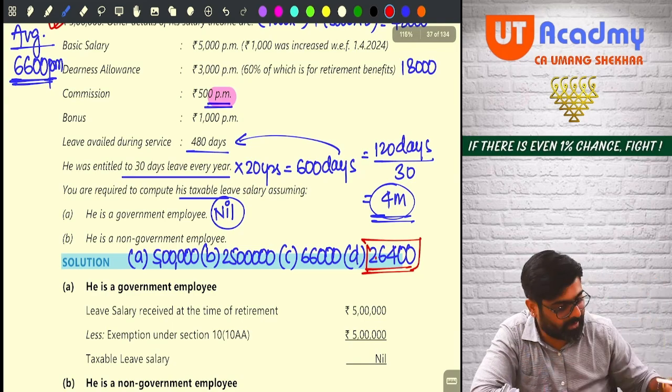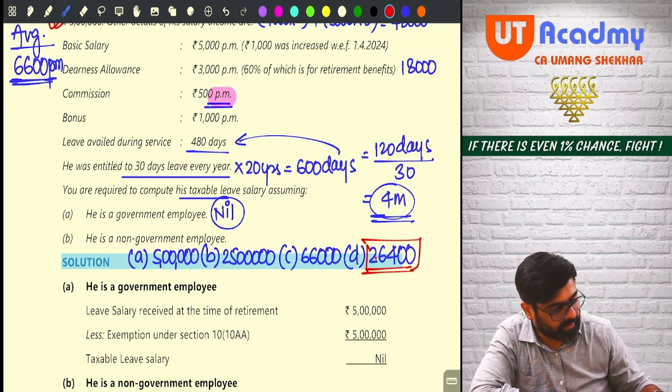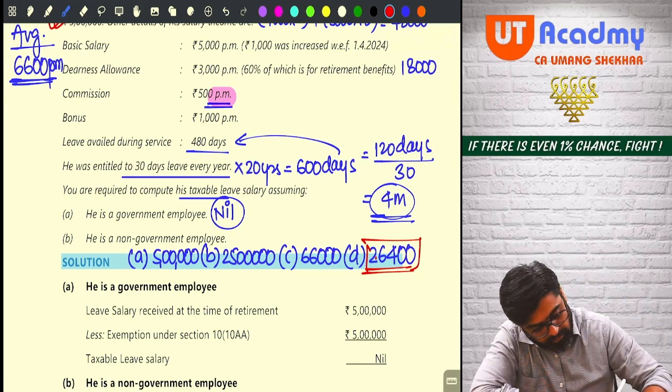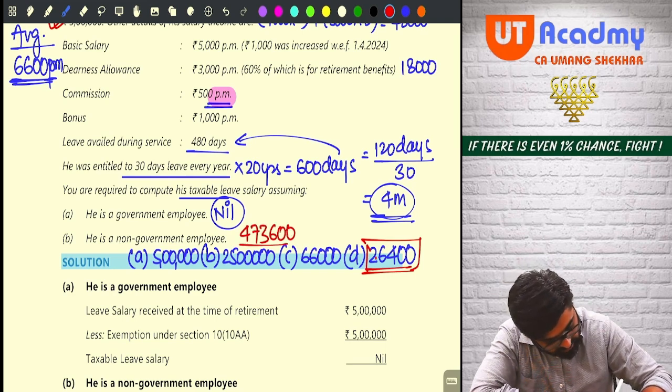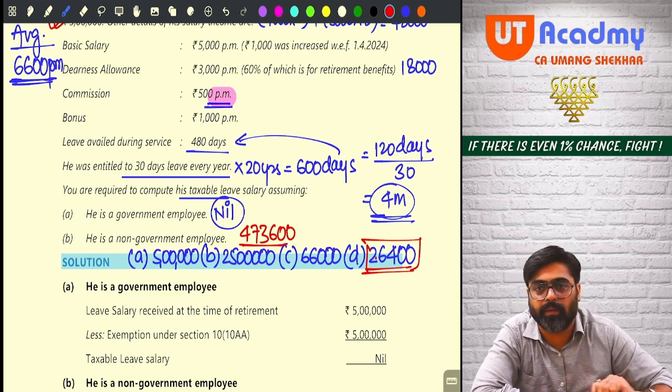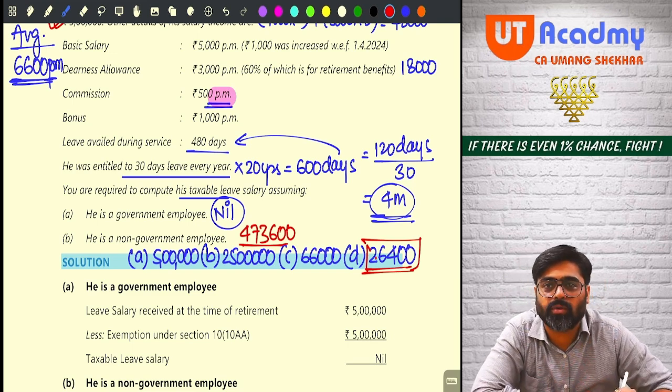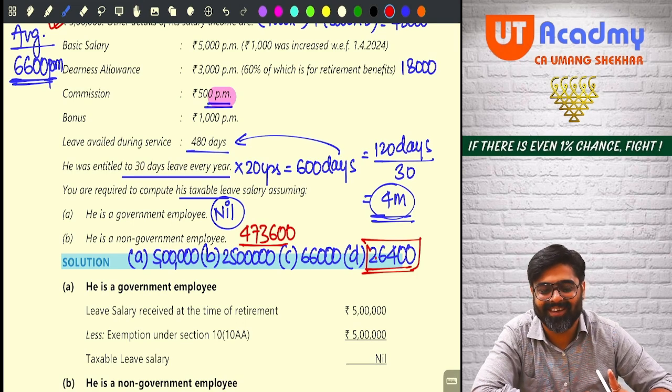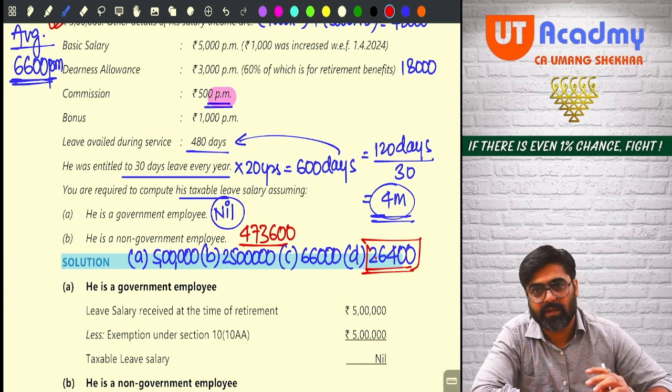So how much will be taxable in that case? 5 lakhs minus 26,400, you will get 473,600. This will be the taxable leave salary for you if you are a non-government employee. Understood everyone? Easy or difficult? Difficult. This was difficult. And where you committed the mistake, you know. Will you commit that mistake again? Sure? Okay, perfect. So this was the end of leave salary, pension and gratuity.